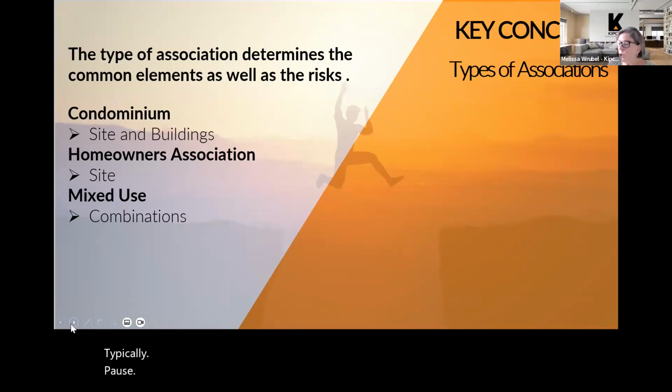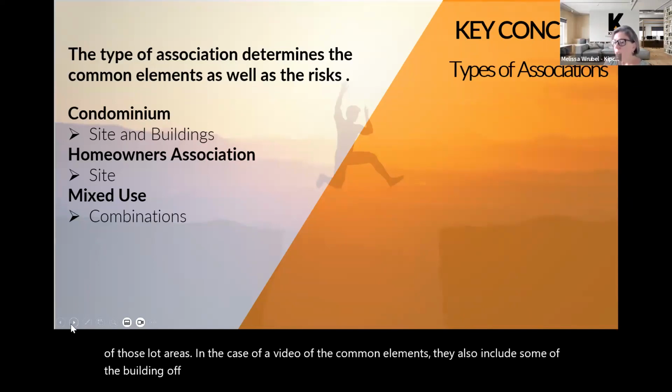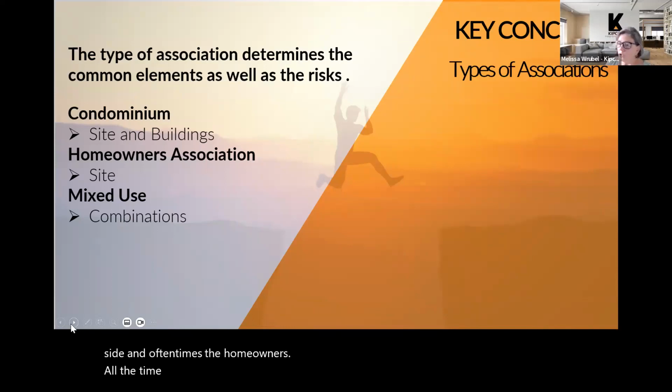With a homeowners association, there are oftentimes lots that the unit owners purchase, and they own what's on the lot and they're responsible for what's on the lot. And the common elements, or things in the limited common elements, are sometimes things outside of those lot areas. In the case of a condominium, the common elements may also include some of the building envelope components like stone veneer or roofing or vinyl siding. Oftentimes with a homeowners association, not always, the unit owner might be responsible for the building, and not the association.